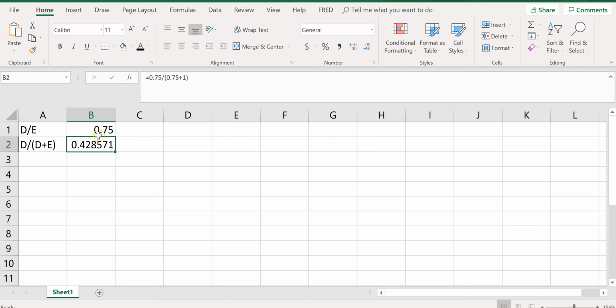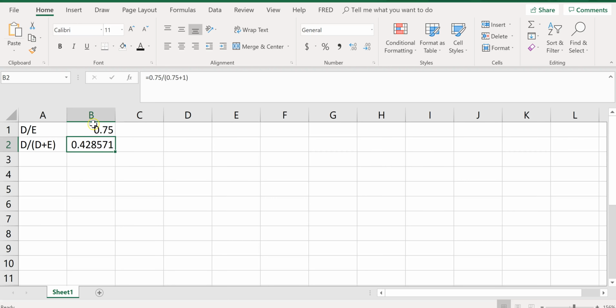So how do I know that? Basically, you can just assume that D equals 0.75 and hence E must equal 1. So that's what I have here. So D is 0.75 over 0.75 plus 1. So that's D over D plus E.